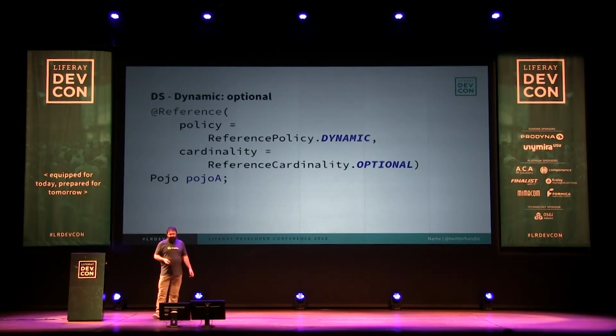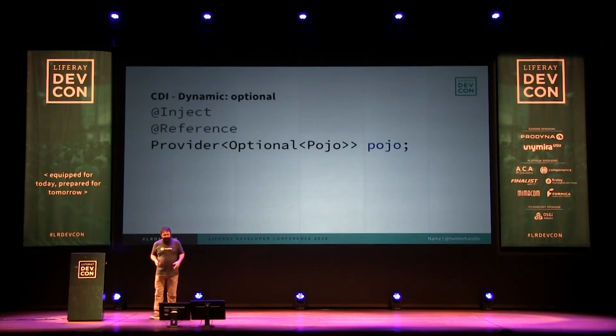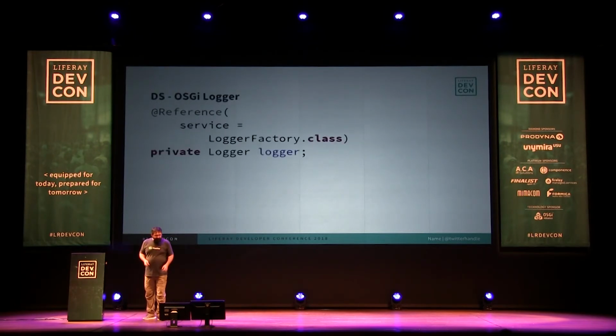So here, if I wanted to do dynamic optional in DS, I have to get even more verbose with the reference annotation. And in CDI, again, I'm just using the type system, provider optional of my service. At the end of this, it's very convenient.